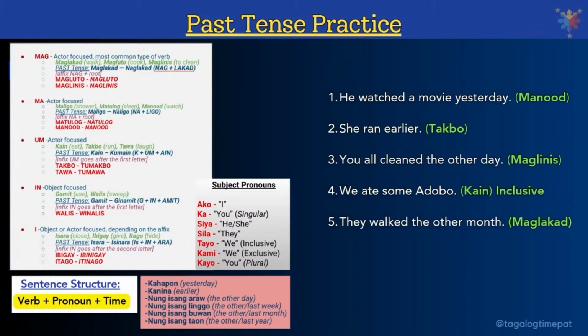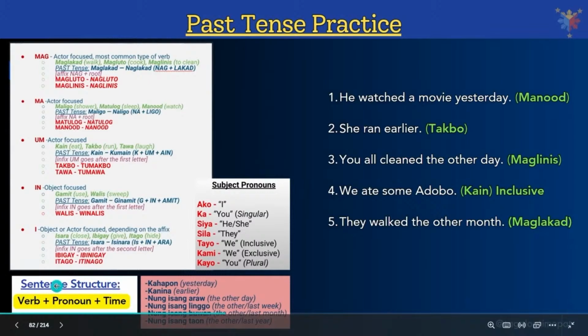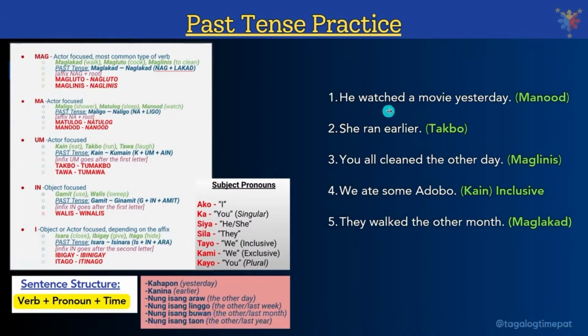To watch is manood. So if we were going to do this together, let's review here that the sentence structure is verb plus pronoun plus time. So the verb here is manood. In the past tense, ma verbs, the pattern is affix na and then the root. So it becomes nanood. Then it's the pronoun siya, he. Nang sine, a movie, kahapon, yesterday.